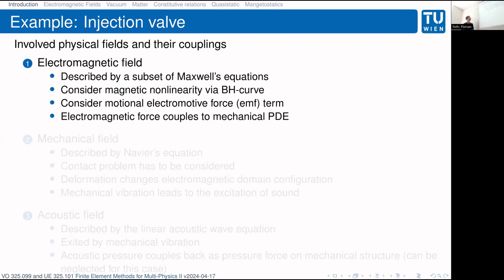As I said, we have the electromagnetic field. There we need a subset of Maxwell's equations. We need to consider magnetic nonlinearities, for example, in the material. We have to consider the motional electromagnetic forces if we have currents in moving parts. And the electromagnetic force, as already said, couples to the mechanical PDE that describes the deformation of the specimen.